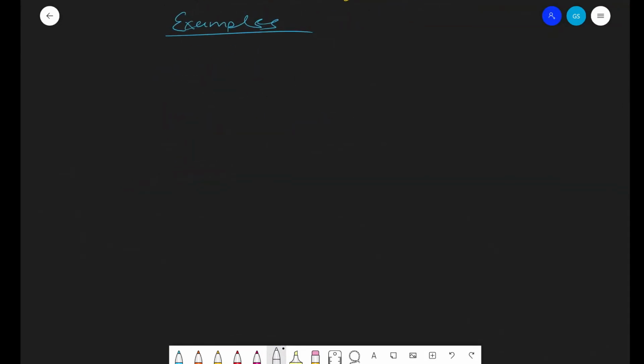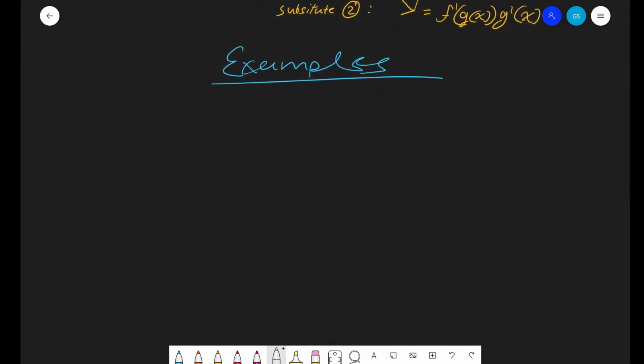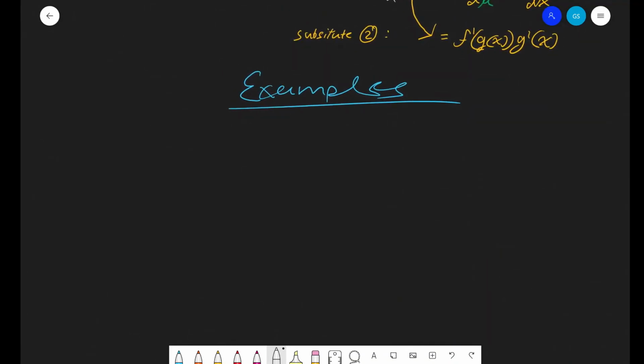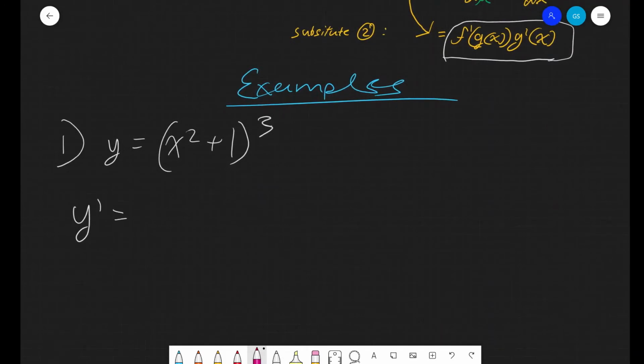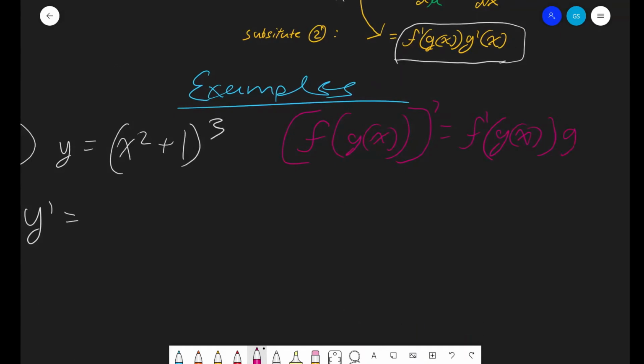All right, let's go through some examples. So question 1 from the top. Y equals x squared plus 1 to the third power. So the way we do this is looking at this guy over here, or I can just write it out again. I'll write it in pink. F of g of x differentiated gives you f prime multiplied by g prime of x, right?